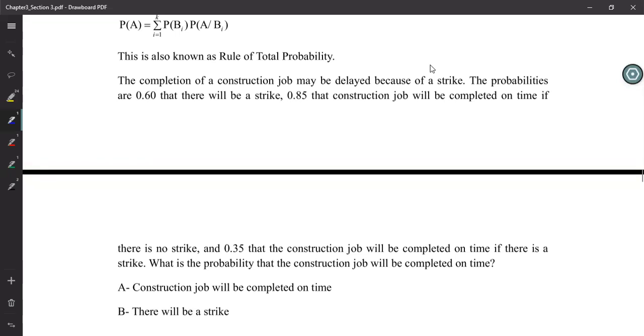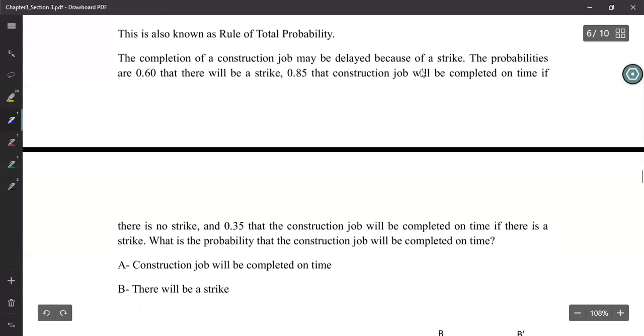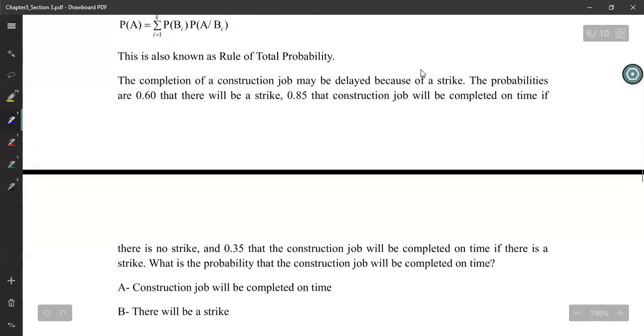The rule of total probability is, if you can subdivide your events into categories and then combine them together, you get the total probability 1. So you already know this total probability. Anyway, when you have subdivisions, it's different when you explain it. Now let's look at this example.